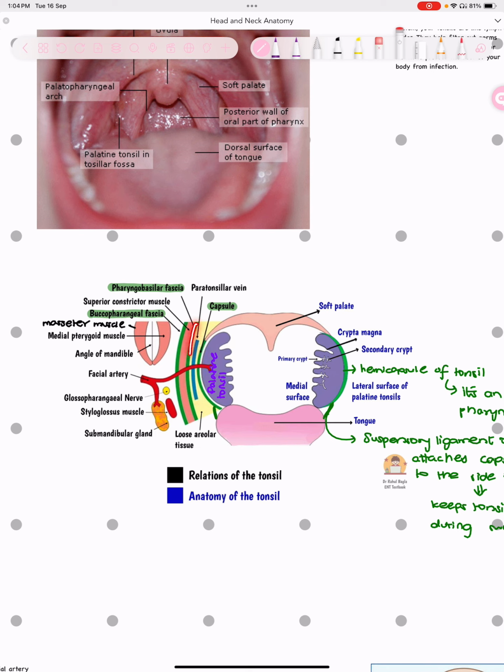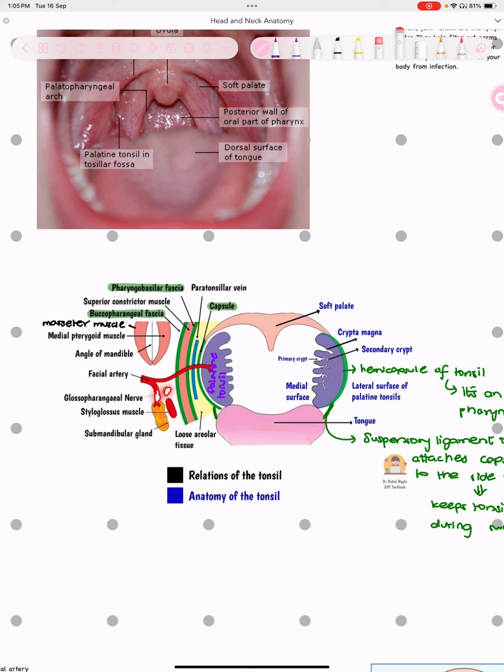So first there's this pharyngobasilar fascia, then there's superior constrictor muscle and palatopharyngeus muscle. Then you have the buccopharyngeal fascia, very important, don't forget. So you have pharyngobasilar fascia, superior constrictor muscle, buccopharyngeal fascia. Then you have the lower part of the styloglossus muscle. So styloglossus muscle is also there, and there's the glossopharyngeal nerve.